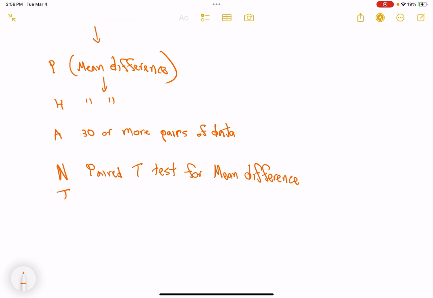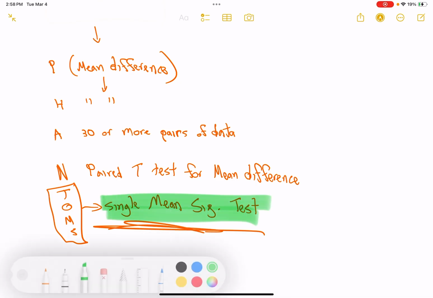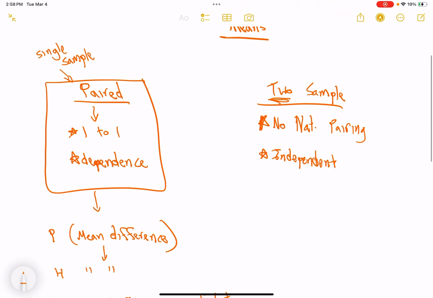Okay, and for the rest, for the T, the O, the M, and the S, just remember that all of that will go for single mean significance tests. It'll be all the same as we saw for single mean significance tests.